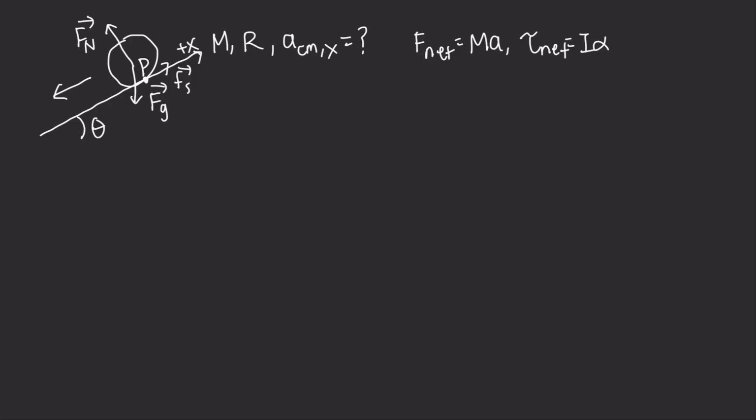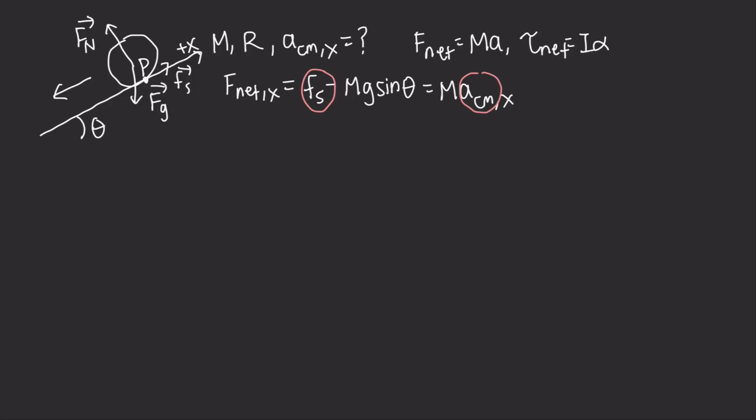And with this, we can write Newton's second law for the force components along the x-axis, where F net in the x direction is equal to the force of static friction minus mg, but we're going to use sine of theta because we have decomposed the force of gravity, and this equals the mass times the acceleration of the center of mass in the x direction. And this equation contains two unknowns. We don't know the static friction and we don't know the acceleration of the center of mass.